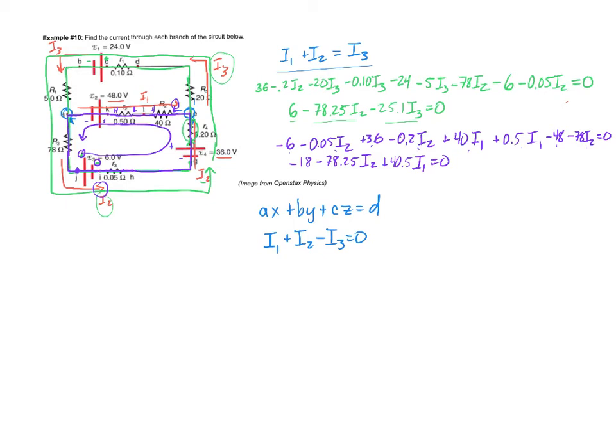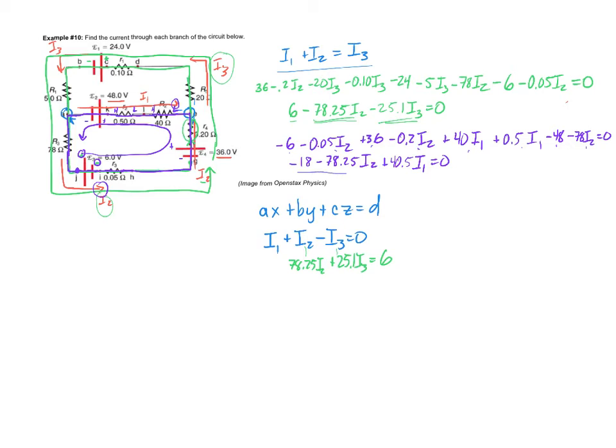In fact, I think I'll do that. I'll make it 78.25 I2 plus 25.1 I3, and that equals 6. And so I added these two, moved them over to the other side. Notice I did put them in the right column. I put the I2s together, I put the I3s together. That'll make it a little bit easier to put it in the calculator later.